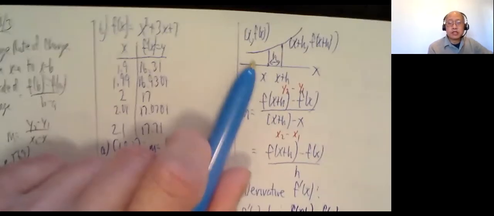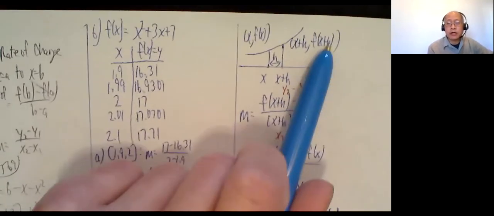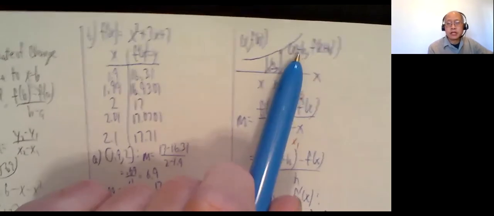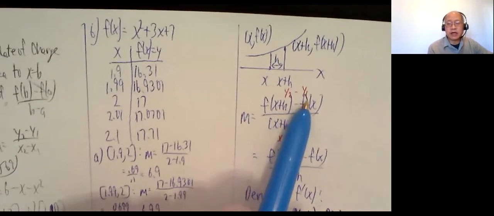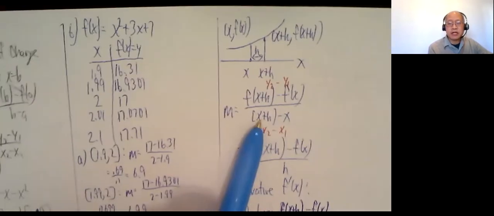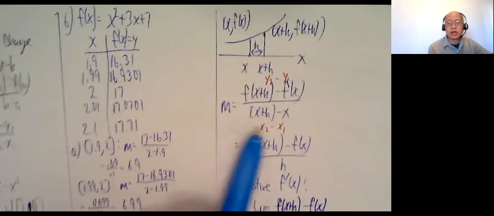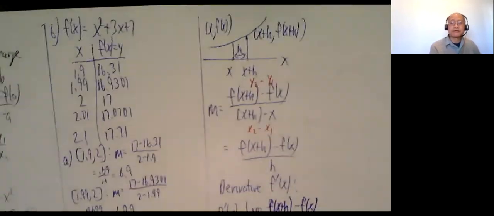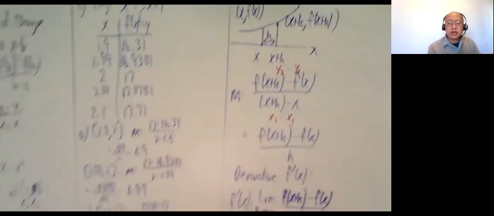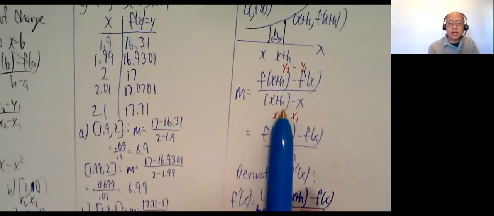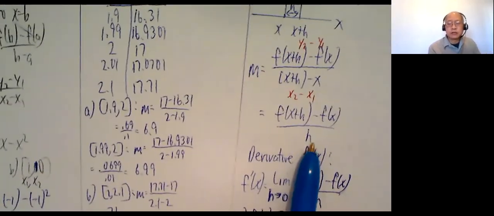Okay, so if I want the slope of the line joining these 2 points, it's Y2 minus Y1 divided by X2 minus X1. So it's F of X plus H minus F of X divided by X plus H minus X. I have it here as Y2 minus Y1 divided by X2 minus X1. Now, you can't do anything with this, but you can simplify this. What's X plus H minus X? Well, X cancels out, you just have H.